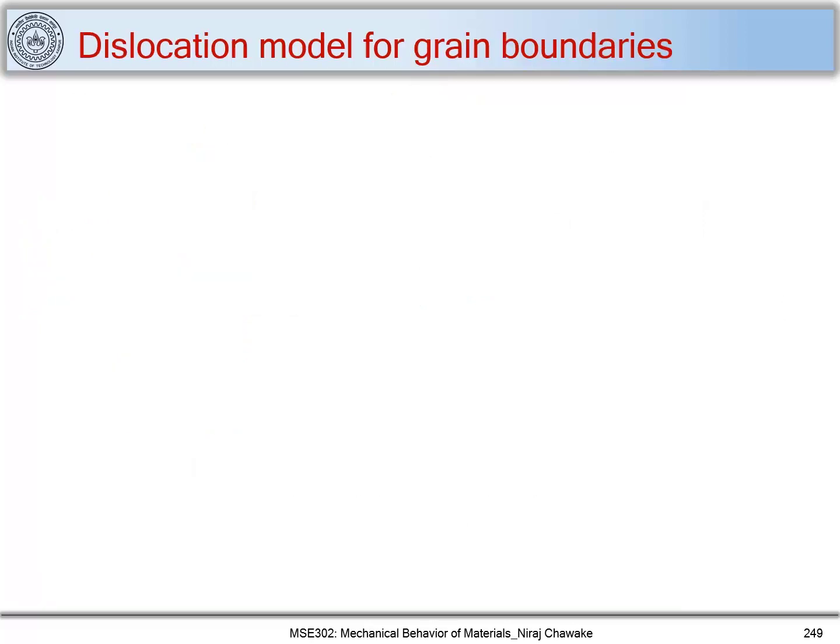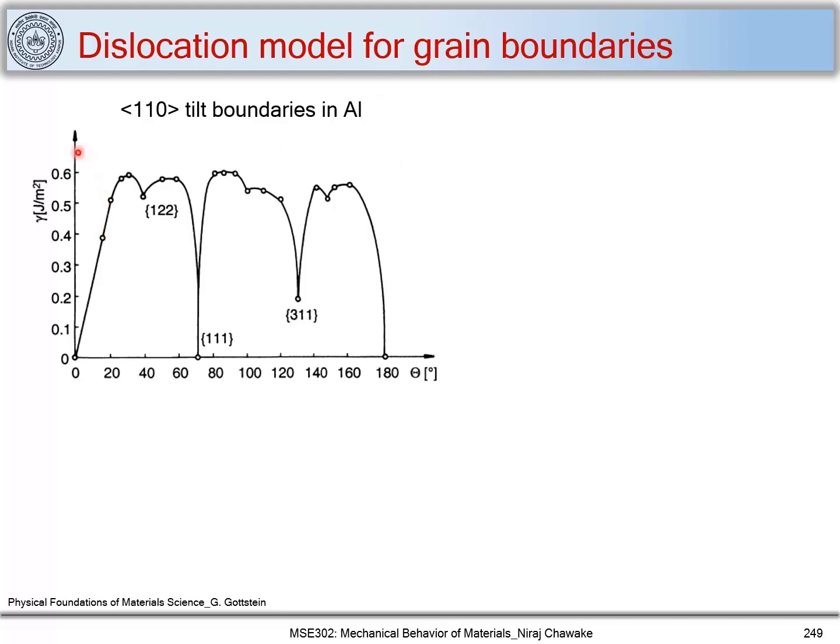So now let's look at this dislocation model for grain boundaries. Here we have plotted the energy of the grain boundary, that is gamma, in joules per meter square, and here is the misorientation angle. We have considered 110 tilt boundaries in aluminum, and you can say that theta less than 15 degrees represents low angle grain boundaries, and theta more than 15 degrees represents high angle grain boundaries. So these are all high angle grain boundaries here.